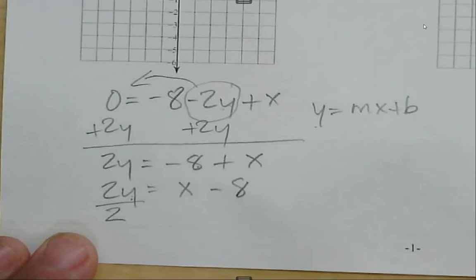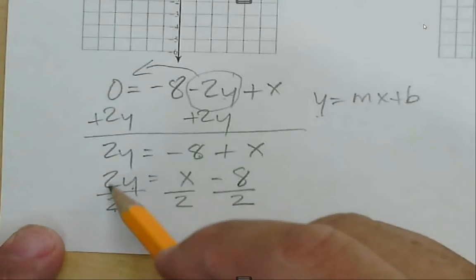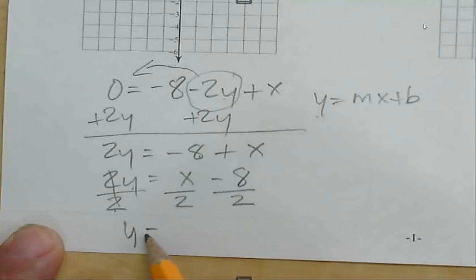Now, here is the tricky part. If I divide this part by 2, then everything over on this side also has to be divided by 2. So watch what happens. I'm going to divide this by 2, and I'm also going to divide this by 2. So let's work through this together. 2 divided by 2 just goes away. I end up with y equals. That is a really good start because that's what I wanted.